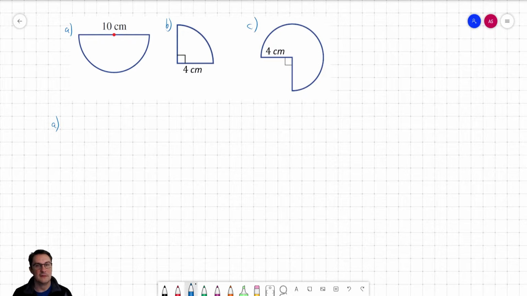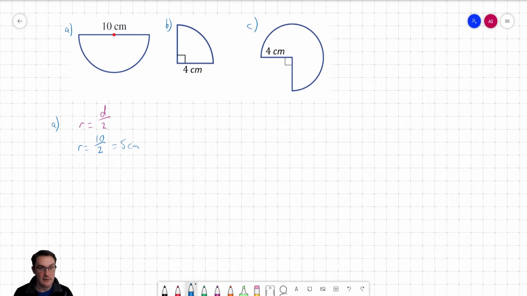Now, in the first one, we've got A. When we're finding the area of this semicircle, there's a couple of things we need to do here. In the first instance, we need to make sure that we have the radius. Now, remember, radius is equal to the diameter over 2. So what we need to do here in this case is to work out the radius, we need to have 10 because we've got a diameter here because it's from edge to edge, and we need to divide that by 2. And that's going to give us 5 centimeters.